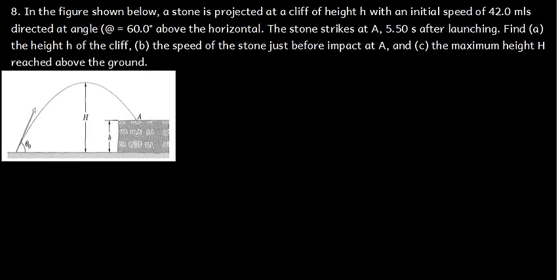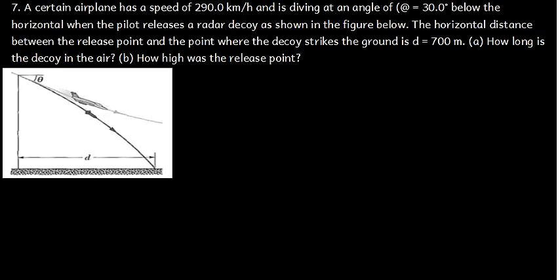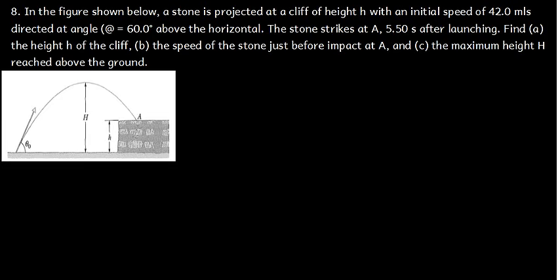So I've got, in the figure shown below, a stone is projected from a cliff of height h, which is the small h, with an initial speed of 42 meters per second, directed at an angle of 60 degrees above the horizontal. The stone strikes at A 5.50 seconds after launching. Part A, find the height h of the cliff. Part B, the speed of the stone just before the impact at A. Part C, the maximum height h reached above the ground.